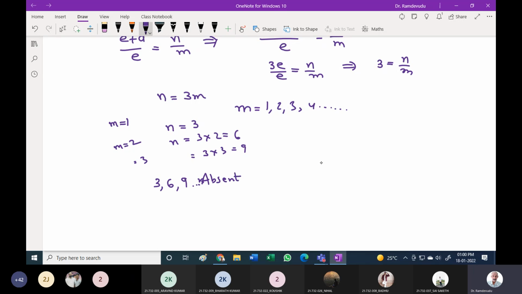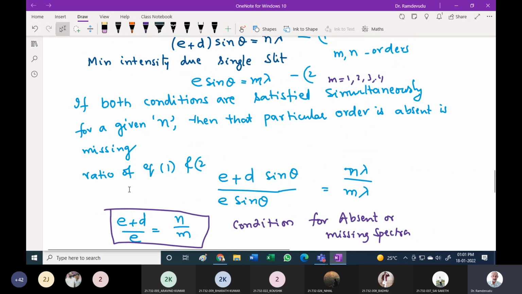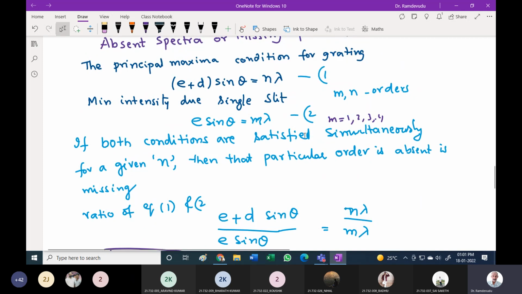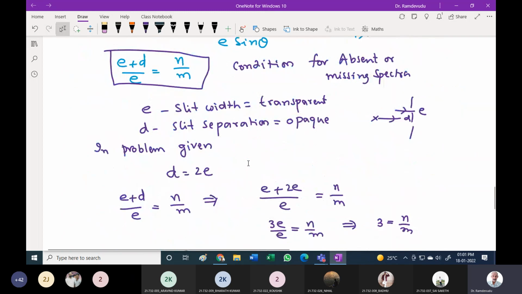This means the 0th order will be seen, the first order will be seen, the second order will be seen, but the third order will not be there because the maximum and minimum are falling at the same time. Again the fourth will be there, the fifth will be there, the sixth order will not be seen. The seventh and eighth will be there, the ninth order will not be seen. These are called missing orders. With this I stop here, and we'll solve some more problems in the next class.